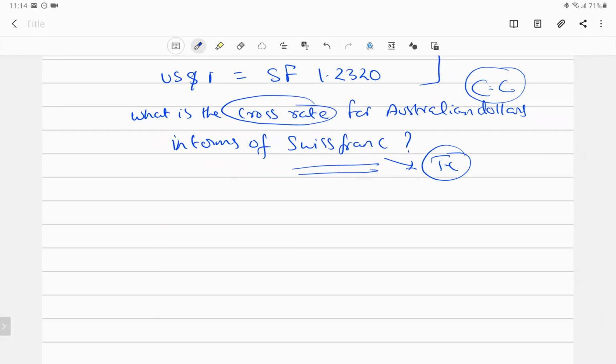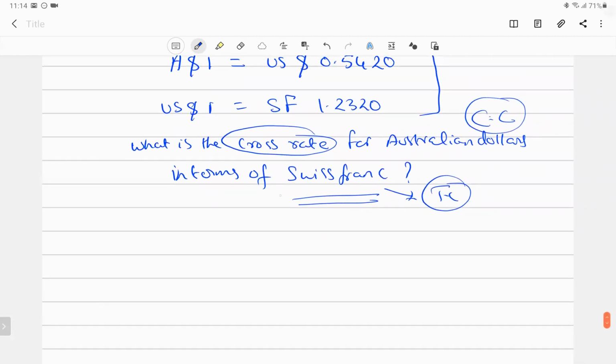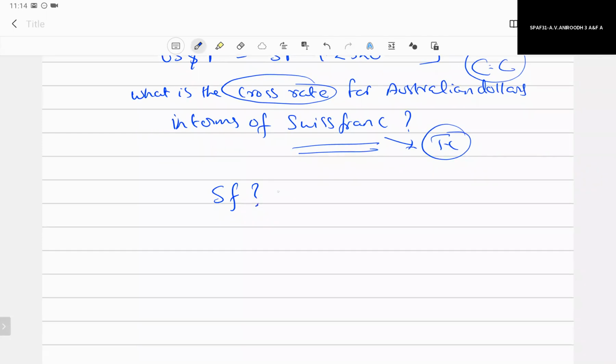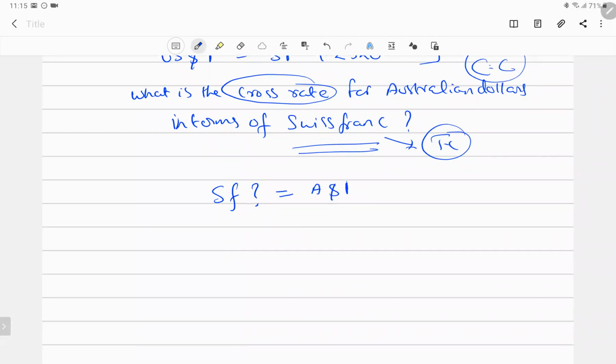I can say it's a programming loop, right? So the first thing is that you want to ask how many units of term currency should be equal to 1 unit of Australian dollar. The term currency is the Swiss franc. So how much Swiss franc will be equal to 1 Australian dollar? This is the first question you will be asking, right?